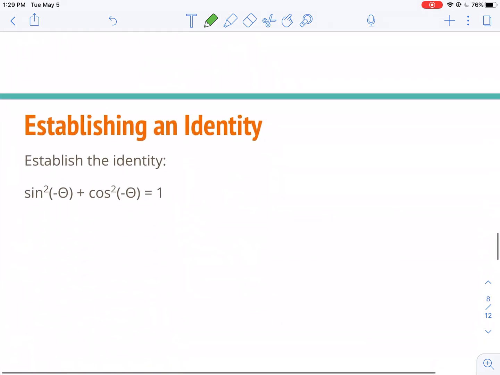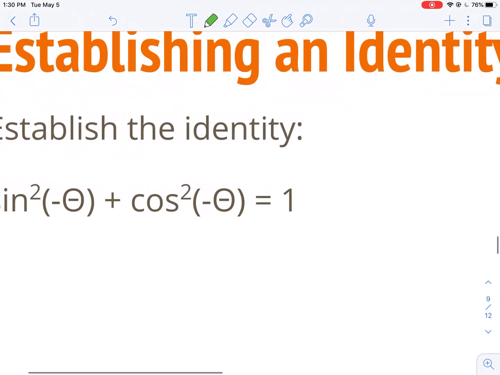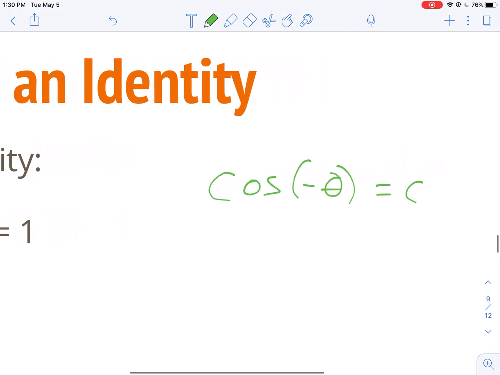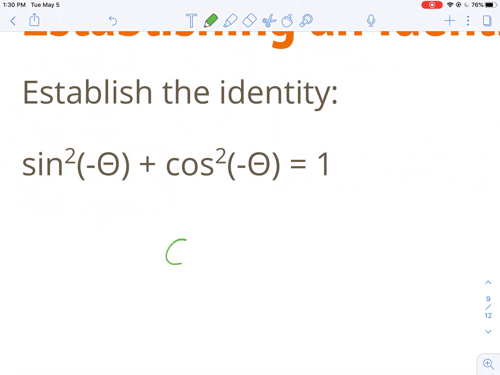Now my next identity: establish the identity that the sine squared of negative theta plus the cosine squared of negative theta is equal to 1. Well, the first thing that I can do is state that the cosine of negative theta is equal to the cosine of theta. So the cosine of negative theta squared is just going to end up being the cosine of positive theta squared. That one's really easy. That one doesn't change.